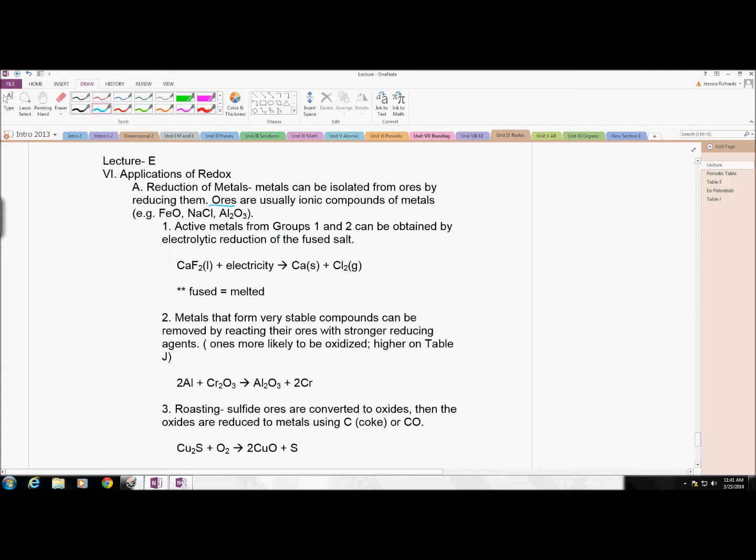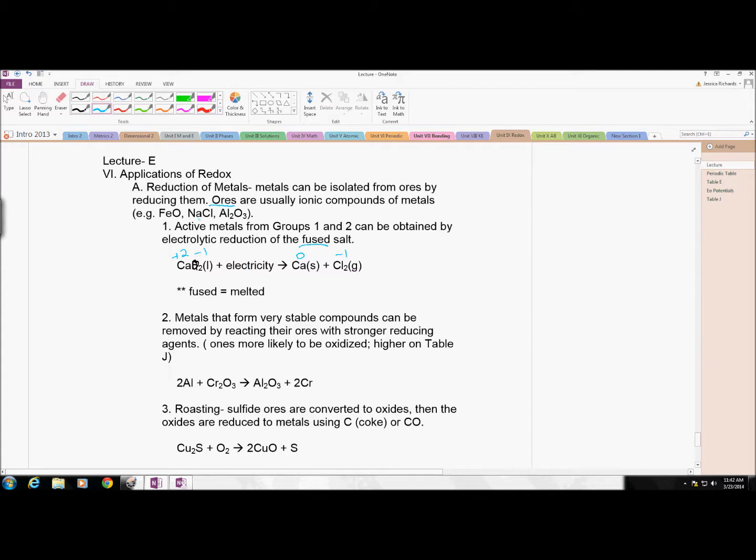For the metals in group 1 and 2, they're so highly reactive that the easiest way to obtain them is to do electrolysis, and we use their fused salt, fused meaning they're melted. So if we have this fused salt, and notice I have a typo here, this should be calcium chloride, calcium plus 2, the chlorines are minus 1. We run electricity through it, we can get the individual pieces to go to the electrodes and go into their pure forms.